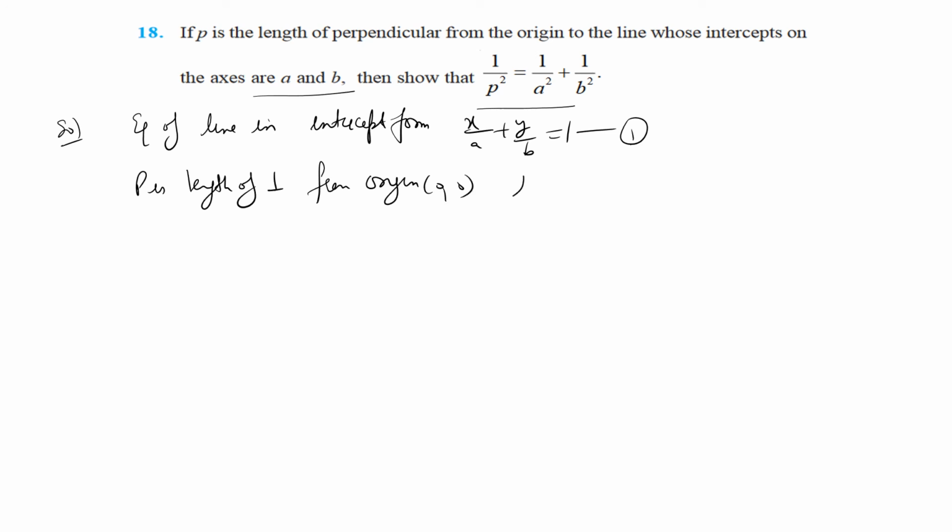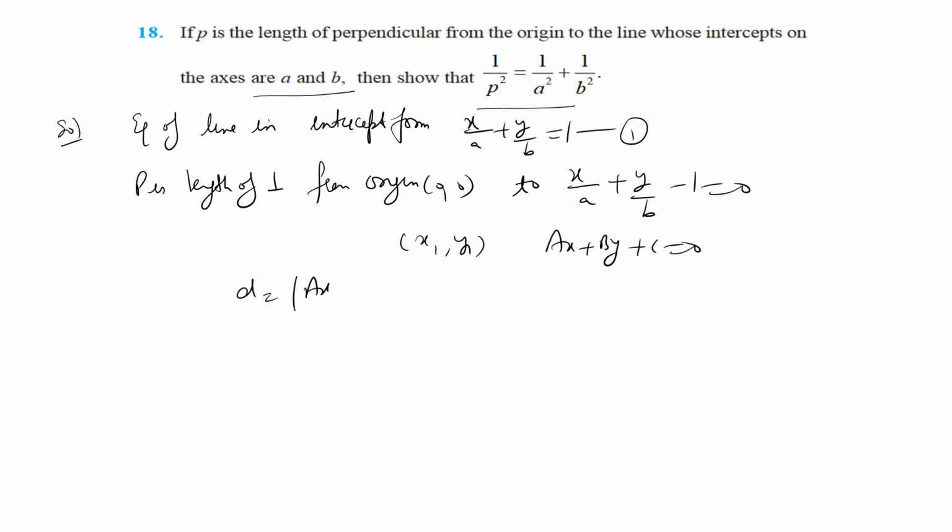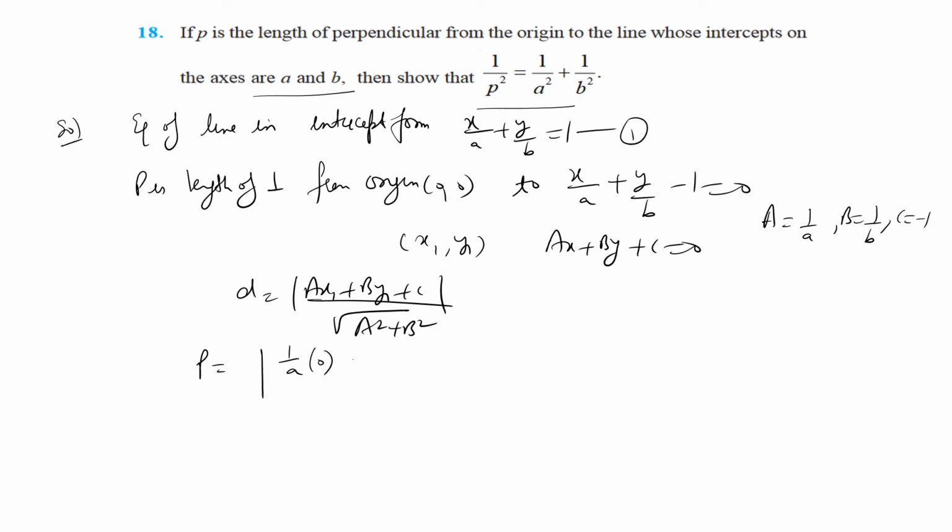to this line. To apply the perpendicular distance formula, I should write it in the general form. You know that the perpendicular distance from this point to this line is given by AX1 plus BY1 plus C upon root A square plus B square. So here, instead of D it is P. Here A is 1 upon A, B is 1 upon B, and C is minus 1. So 1 upon A into 0 plus, whenever you take perpendicular distance from origin, only the constant term survives. Everything else gets deleted. So this is 1 upon A whole square plus 1 upon B whole square.